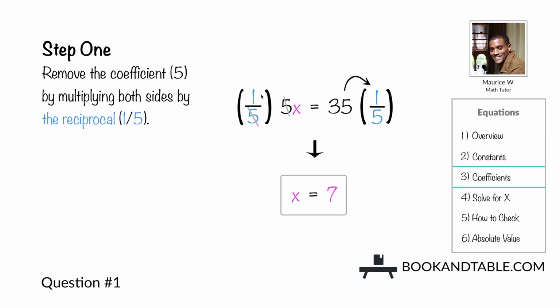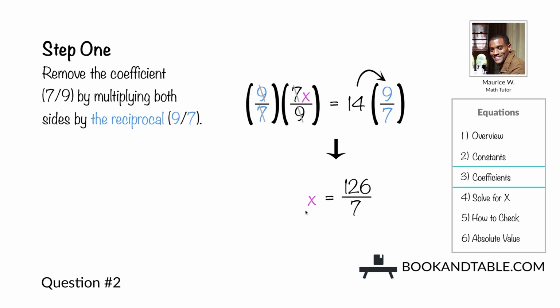So anyway, we multiply the left side by 1/5. 1/5 times 5 is 1. 1 times x is x. And on the right side, 35 times 1 is 35. 35 divided by 5 is 7. So the answer to question number 1, x is equal to 7.